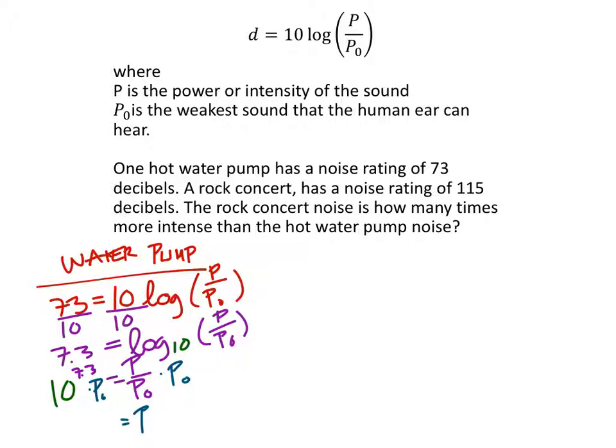Now that's for the water pump though, right? Now, once again, we don't know what P sub 0 is. That's 7.3, by the way. So 10 to the power of 7.3 multiplied by P sub 0.